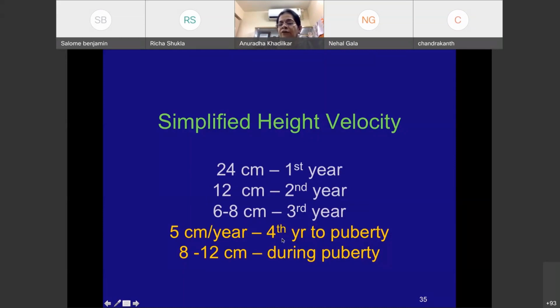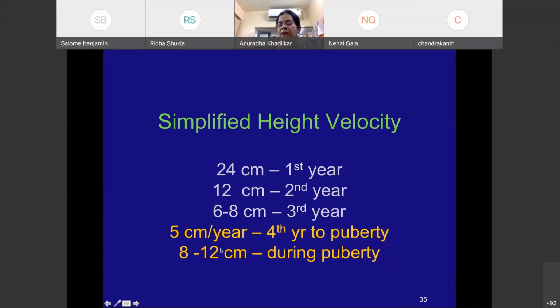After 4 years of life, children grow 5 centimeters every year. So say you measure a child at 5 years and you measure a child at 6 years, you will find that the increase in height is around 6 centimeters. So if a child grows less than 4 centimeters in a year, then it is abnormal till puberty. And you might recall I said to you that puberty is around 8 or 9 years in girls and before 12 years in boys. So children only grow around 5 to 6 centimeters.